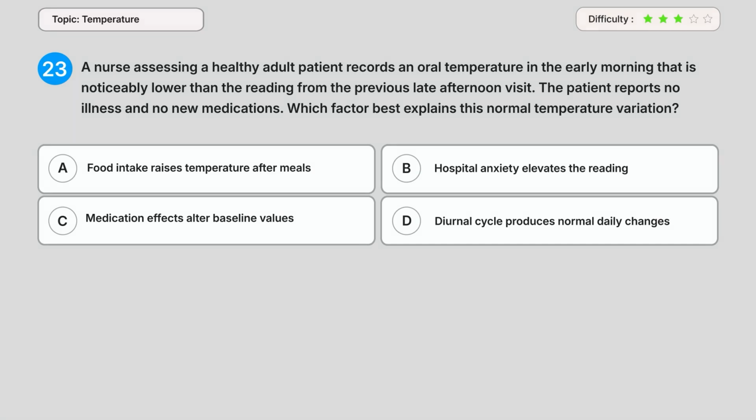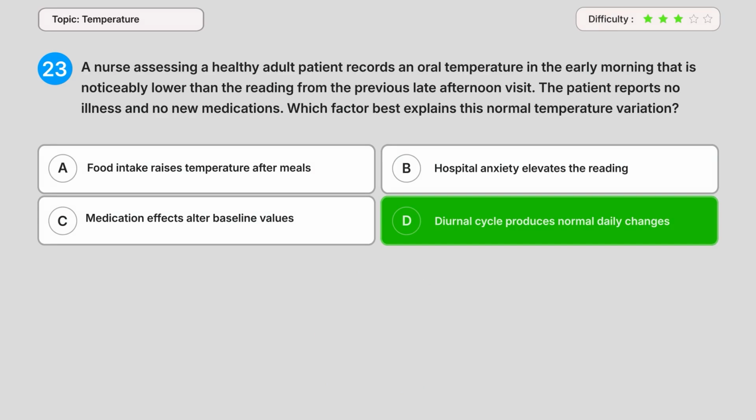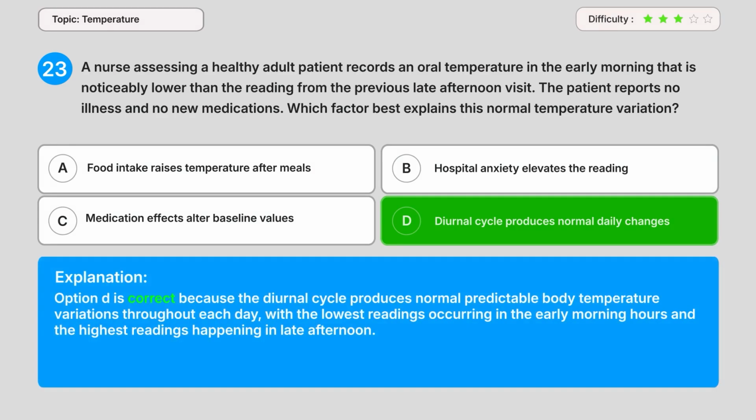Correct answer. D. Diurnal cycle produces normal daily changes. Explanation. Option D is correct because the diurnal cycle produces normal, predictable body temperature variations throughout each day, with the lowest readings occurring in the early morning hours and the highest readings happening in late afternoon.